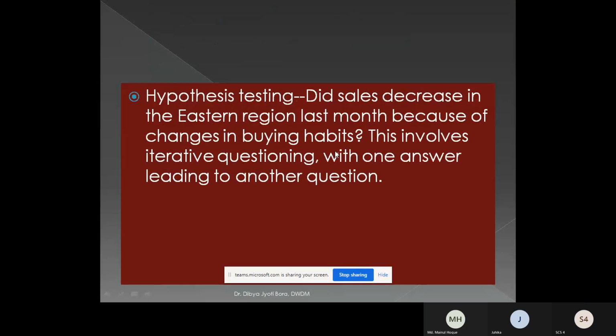Okay, so then there is a term in research I hope you all know, that is hypothesis. Okay, what is hypothesis then?